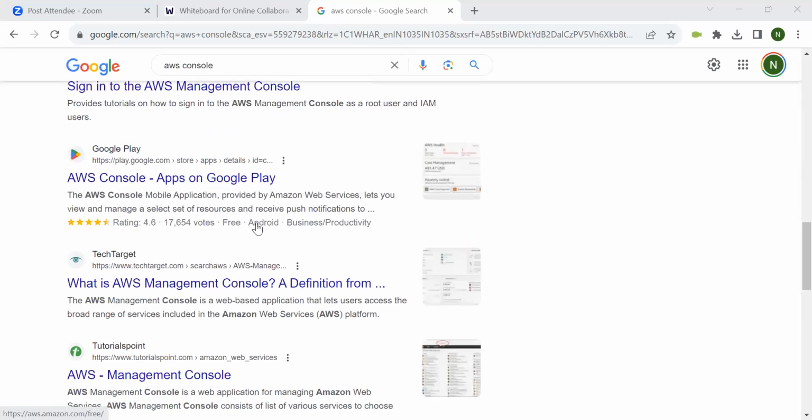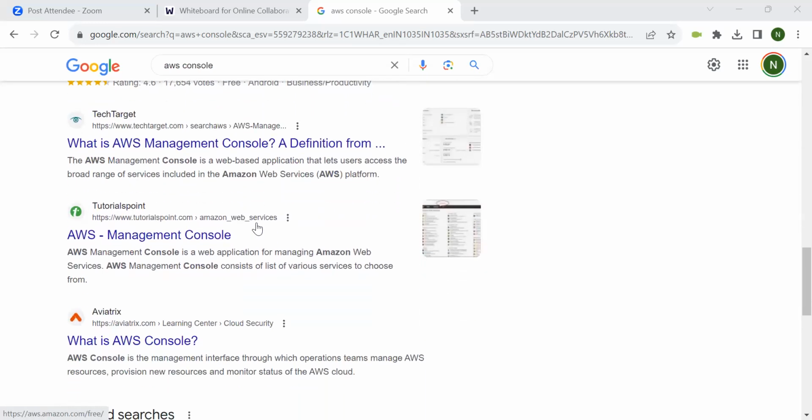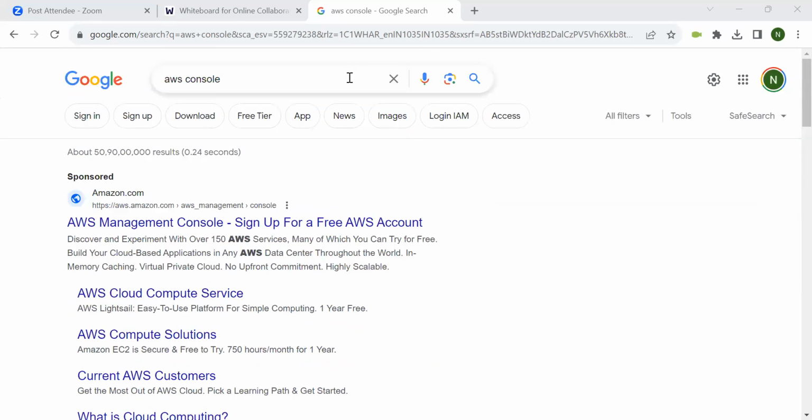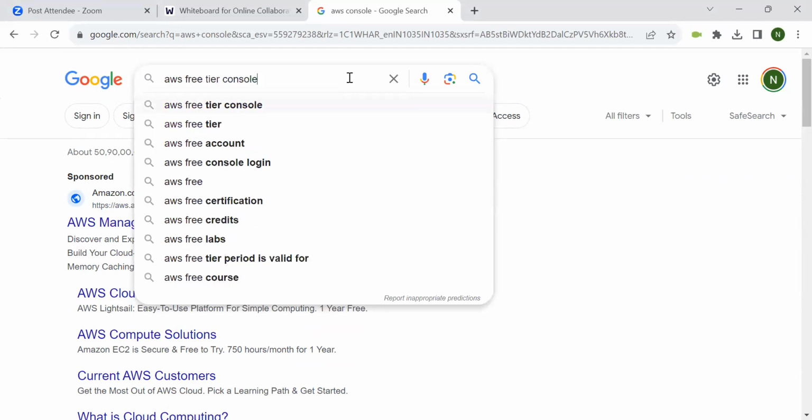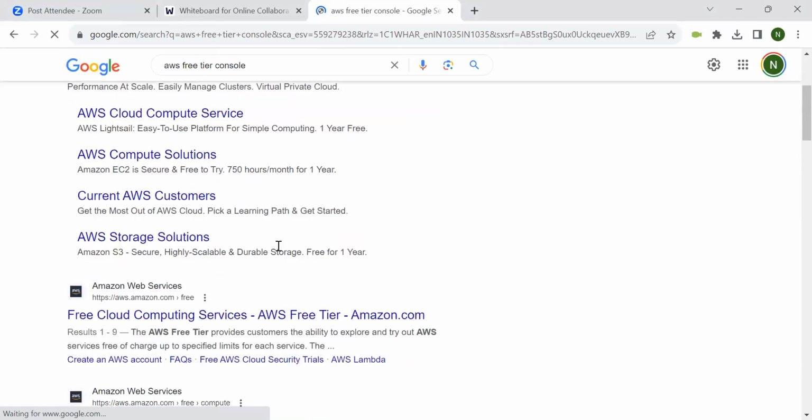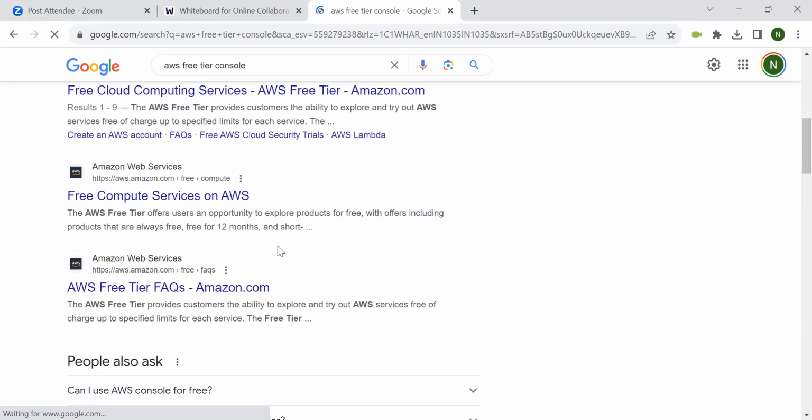Okay, now let me log into the... but let's understand one more thing. Of course, I need to log into that, but I want you to understand the free tier part of it, because we have to be careful while using these AWS services. Otherwise, you will get a bill out of this.